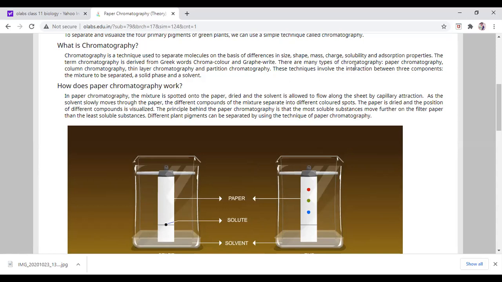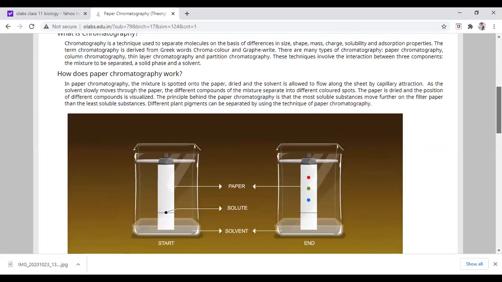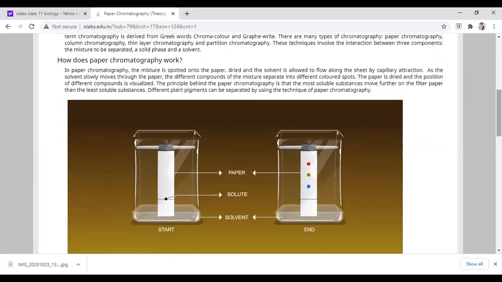This technique involves the interaction between three components: a mixture to be separated, a solid phase, and a solvent. So it has three things which are acting. What are those three things? There is a mixture which is separating itself, that means the pigment mixture. There is a solid phase, that means the paper. And there is a solvent, that means the liquid which is rising up the paper by capillary action.